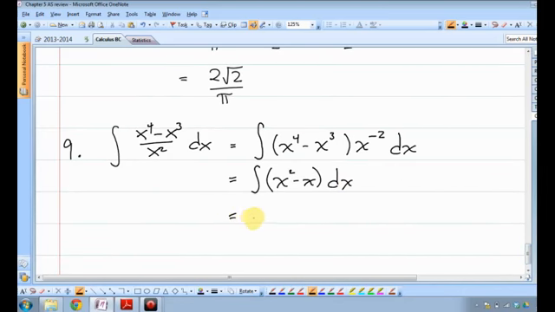Wait, I still don't understand why it wouldn't be x. Why wouldn't there be a plus? We haven't integrated yet. We've only simplified. We haven't integrated. We factor as an exponent. Okay, that's an answer. Now we've integrated.